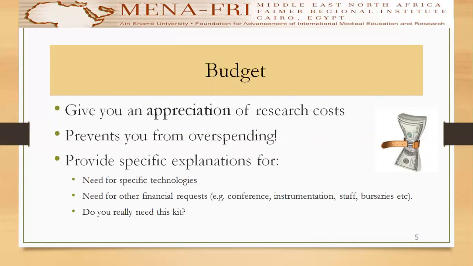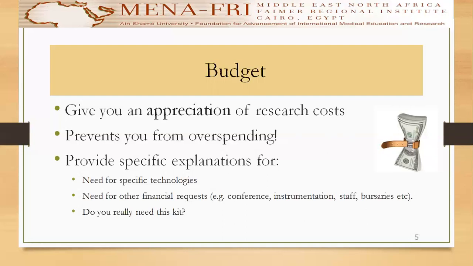So make sure you start by providing explanations for the following. Number 1, do you need any technology for each task? So you hold task by task and then ask yourself, is there any specific technology? Do you need to hold a conference? Do you need instruments? Do you need staff?